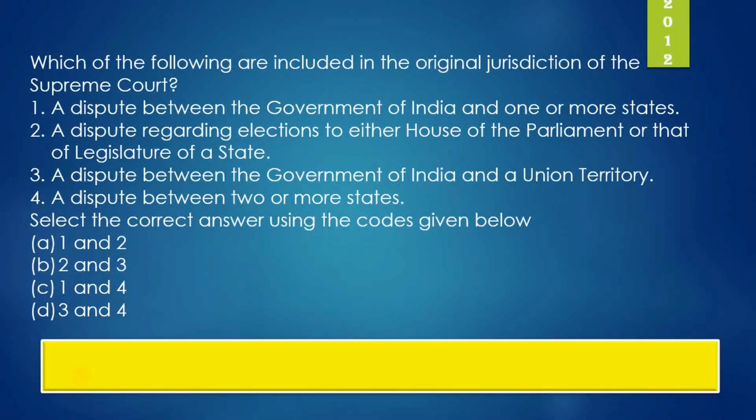Okay, next question. Which of the following are included in the original jurisdiction of the Supreme Court? A dispute between the government of India and one or more states, a dispute regarding elections to either house of the parliament or that of a legislature of a state, a dispute between the government of India and a union territory, or a dispute between two or more states. The options are 1 and 2, 2 and 3, 1 and 4, or 3 and 4. So the answer is option C, that is 1 and 4. A dispute between the government of India and one or more states, and a dispute between two or more states, are included in the original jurisdiction of the Supreme Court.